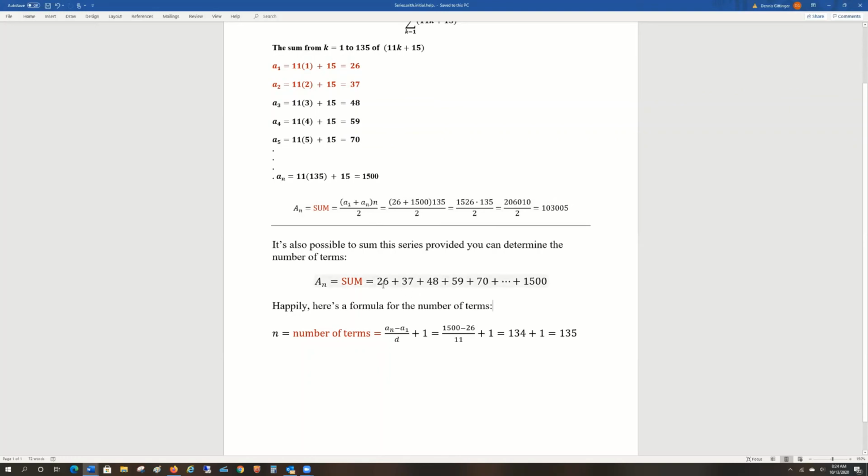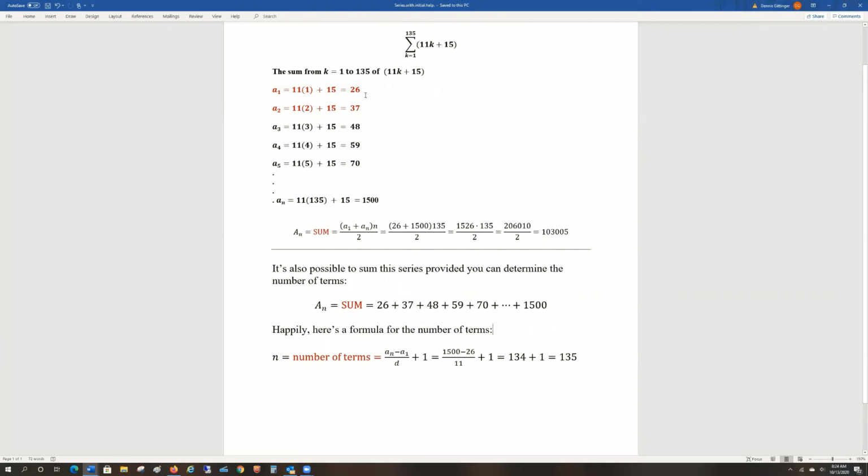And this is important. In order to use this formula above, you have to know how many numbers there are, and it only applies when these numbers have what we call a common difference. Common difference is usually denoted with the letter D. The difference between 37 and 26 is 11. Likewise, 48 minus 37 is 11. 59 minus 48 is 11. 70 minus, okay, you get the idea. So when that's the case, then and only then does this formula apply.